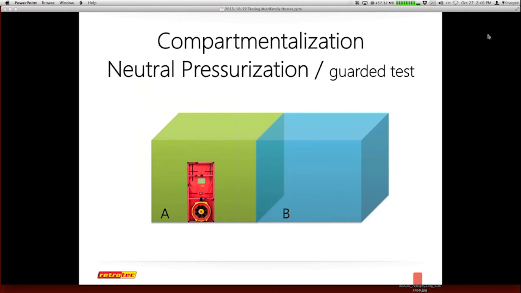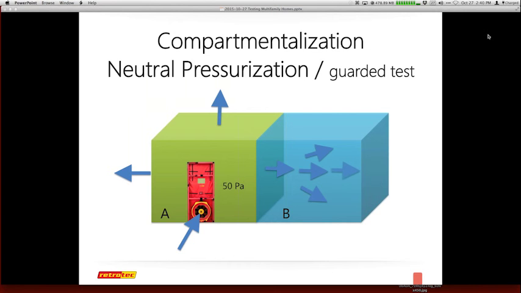In order to do a compartmentalization neutral pressurization test, I'm going to start with unit A, and I want to test unit A. We'll assume that we're just going to focus on the connection or relationship between unit A and B. When I do my blower door test, you can pressurize or depressurize, but right now I'm going to pressurize just because I think that makes the example easier to follow.